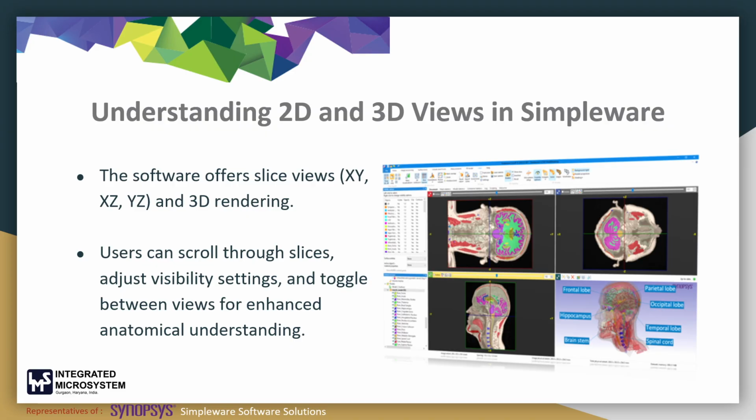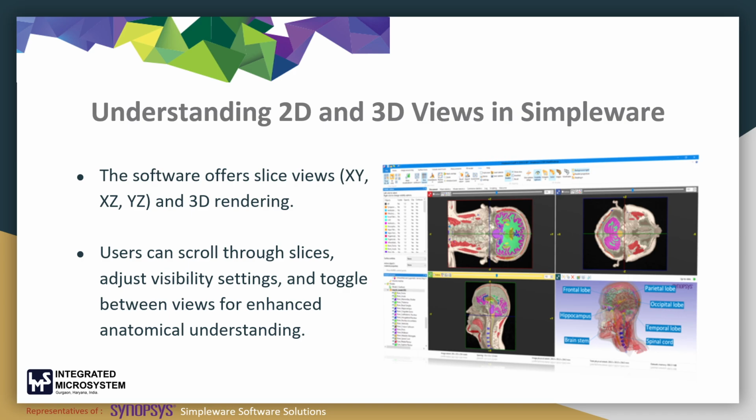You can scroll through the slices, adjust the slice thickness, and change the display range to better visualize subtle anatomical structures. The system also lets you link the views together, so when you click on a region in one slice, the other views automatically synchronize to show the corresponding anatomy.